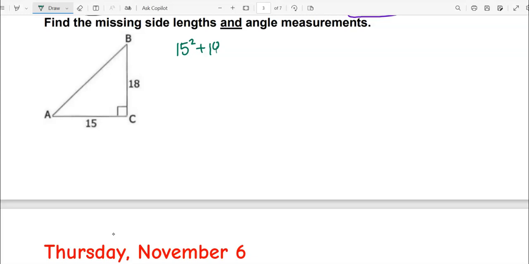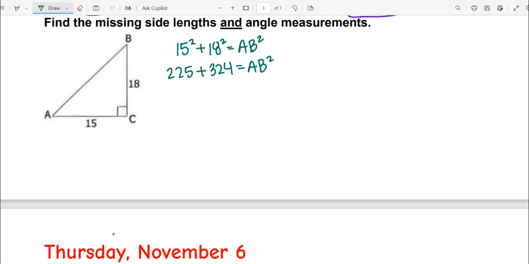15 squared plus 18 squared is equal to what? AB squared. Don't you dare use your calculator for this. 15 squared is 225, plus 18 squared, 324, is equal to AB squared. You do have peers among you who are also in Algebra 2, and they'll tell you you need to know all 20 of your perfect squares plus all 10 of your first perfect cubes. So try not to use your calculator for those. You still need to know your perfect squares through 20.